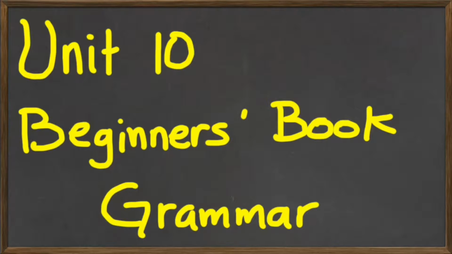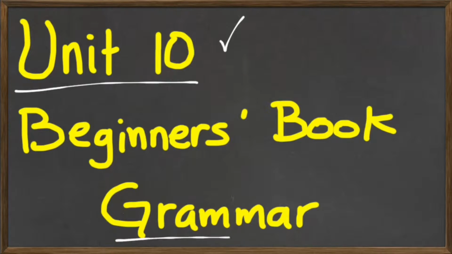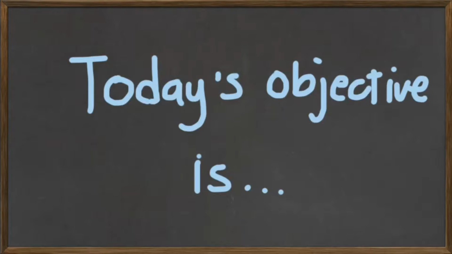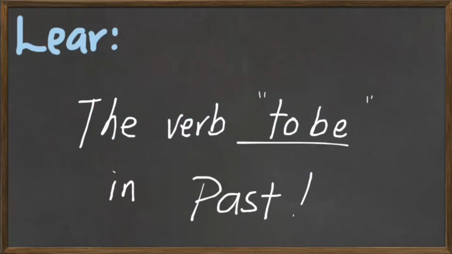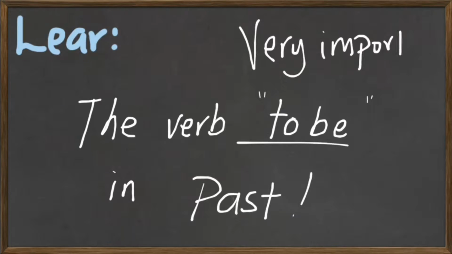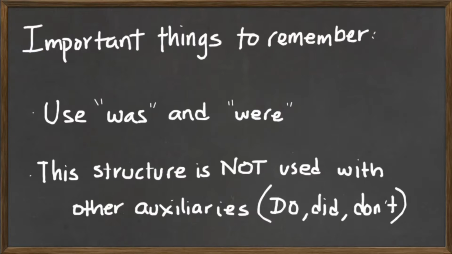Today we have something very important. We're going to be checking Unit 10 for our beginner's book, and we will cover the grammar. Today's objective is to learn the verb to be in the past. Not to mention that this is a very important video. Or instead of VIP, this is a very important video, VIV.